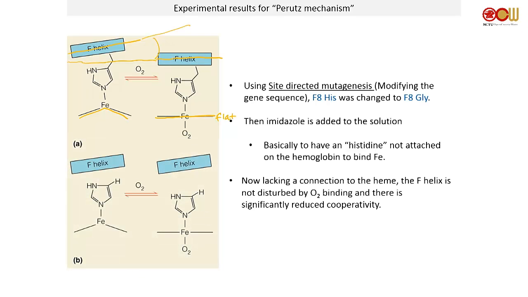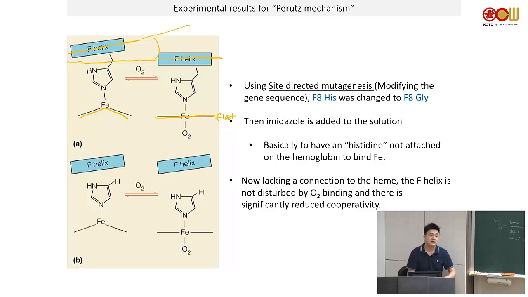Now, how do we know this? We can use site-directed mutagenesis, meaning that because we know the DNA for making hemoglobin, we can alter the DNA of the hemoglobin and express it in E. coli. So I can change the genetic code for hemoglobin and change the proximal histidine, the F8 histidine. This guy, remember, is the proximal histidine. I change the histidine into a glycine, so now your F helix is completely not associated to the heme.